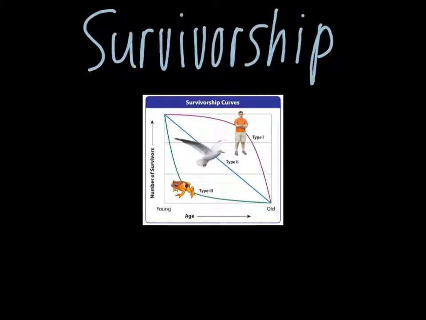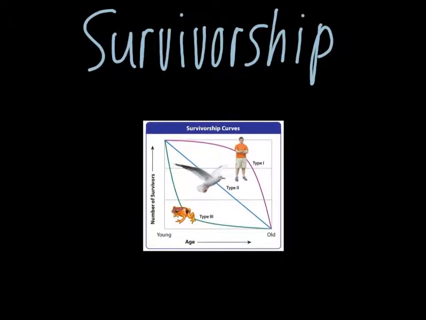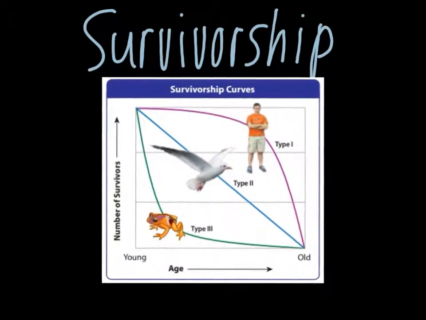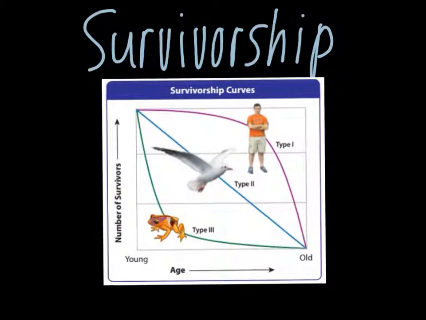The topic for this video is an idea called survivorship. If we take a look at this graph here, this represents what we're looking at. And this may be a little different than some of the graphs that you've seen in the past because there's three different types of information that are plotted on here.